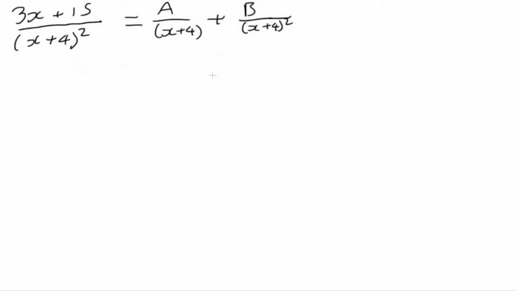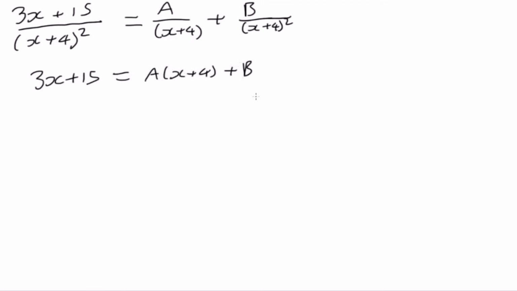This is because when you times up, you can't just have two values. When you times up by x plus 4 squared, you'll have one of the constants by themselves, which would be this one, because this bottom one cancels out, and then this one will be x plus 4. So as you can see, if we times up by x plus 4 squared, this will leave us with a x plus 4 plus b.